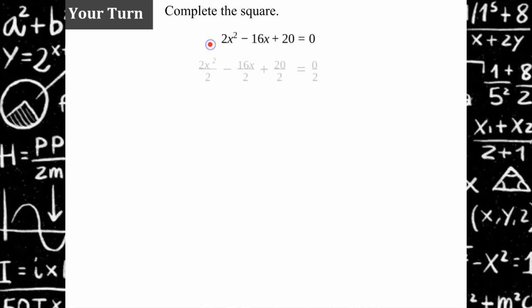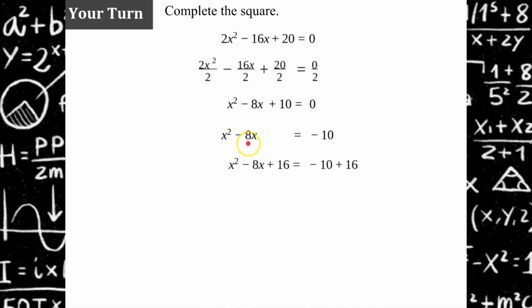Welcome back. Step 1, I'm going to divide every term by 2, leaving me x squared minus 8x plus 10 equals 0. Next step, I'm going to subtract 10 from both sides so that I can force a perfect square trinomial on the left. Half of 8, negative 8, is negative 4. Negative 4 squared is 16. So here is my perfect square trinomial, and note that I've added 16 to both sides. I write as a perfect square binomial, x minus 4 squared is equal to negative 10 plus 16 is 6.